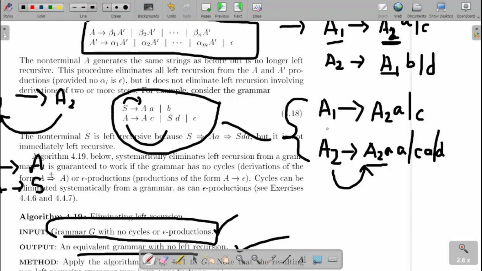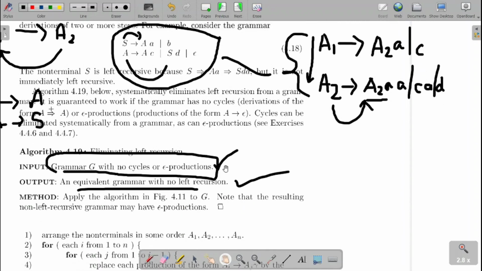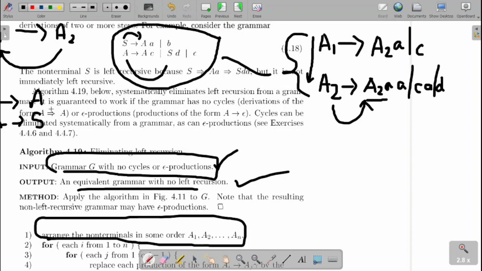Fine. As we were discussing, we'll arrange them in order: first all the productions of A1, next all the productions of A2, and if you have A3, all the productions of A3. Like that, we arrange all the productions in order. Then we apply the algorithm. So first, arrange all the non-terminals in some order, that is A1, A2 up to AN.